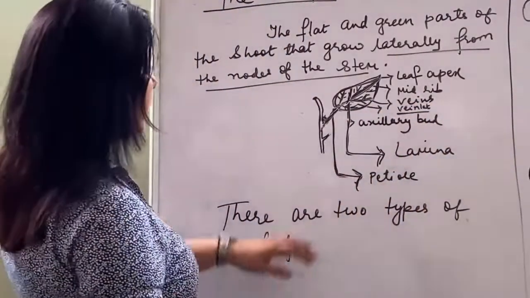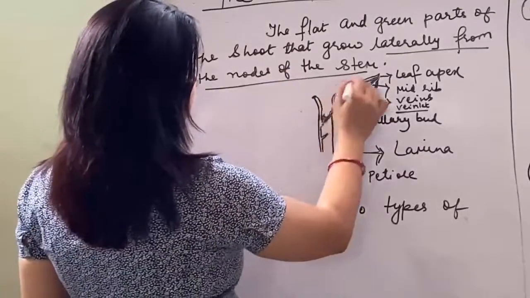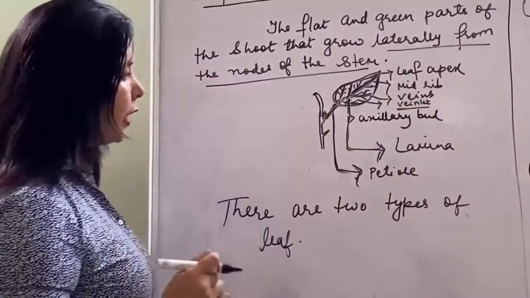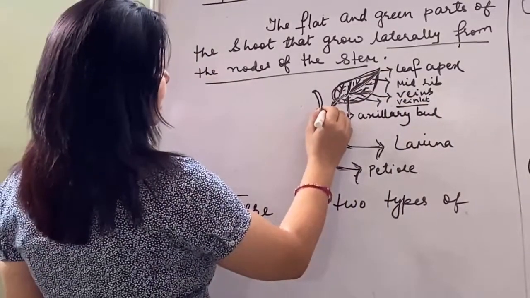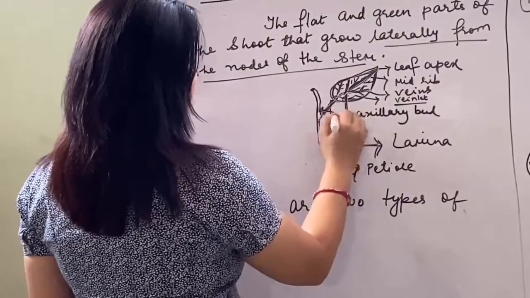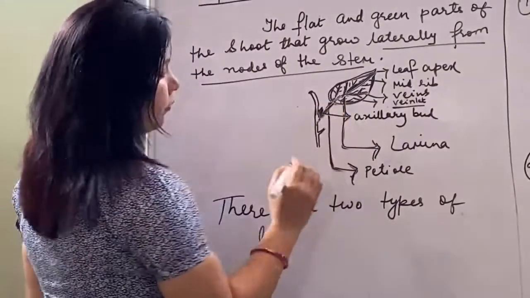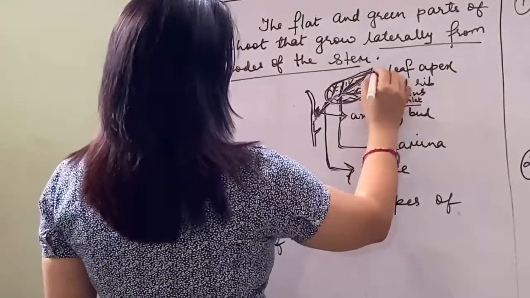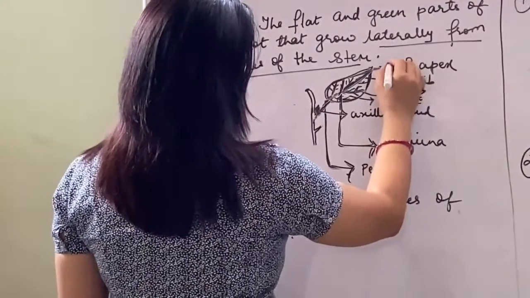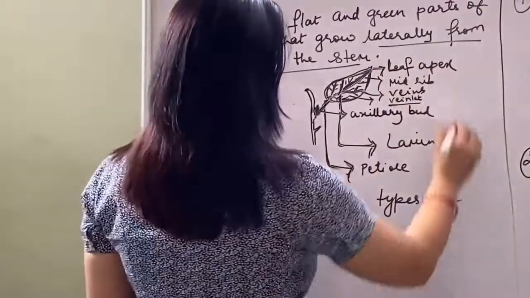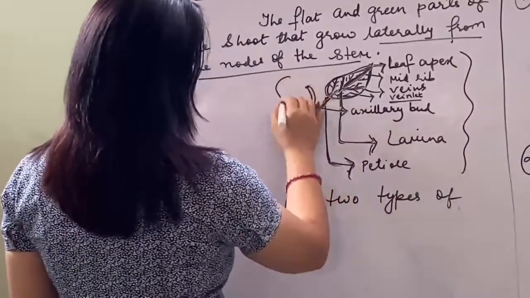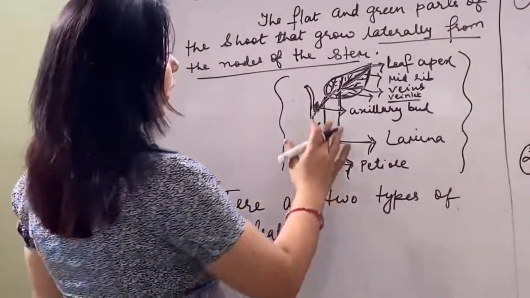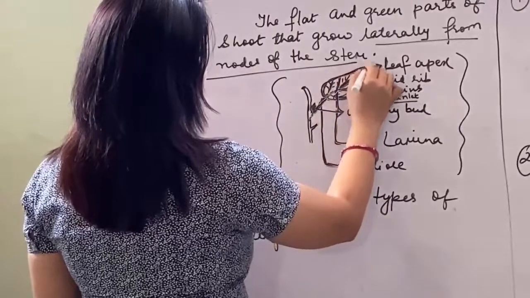So what parts have we seen here? We have seen the petiole, lamina, midrib, veins and veinlets. Every leaf has a bud at its axil known as the axillary bud, present at the axil of the leaf. At the tip of the leaf there is the leaf apex. So these are the main parts of the leaf. The veins, veinlets and midrib provide strength and structure to the leaf.